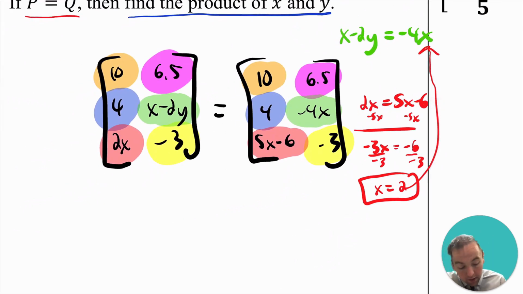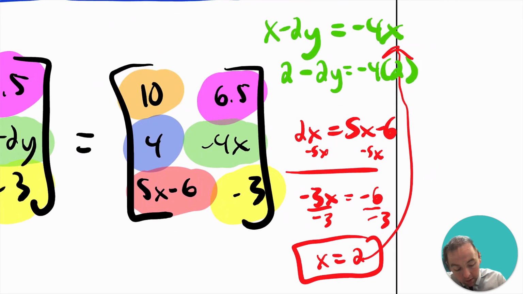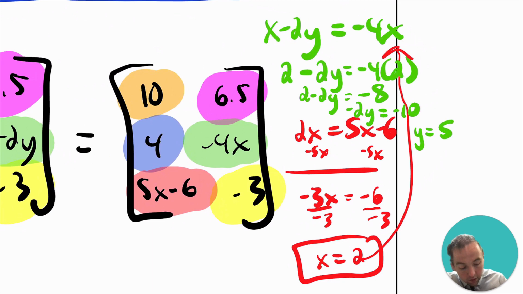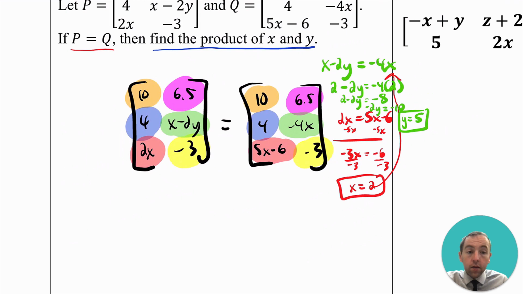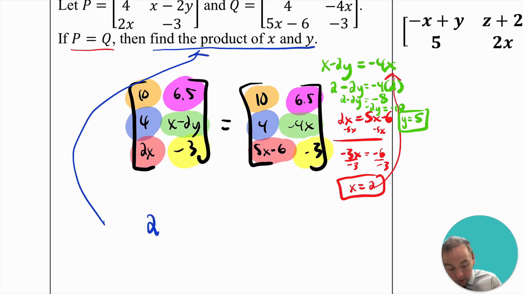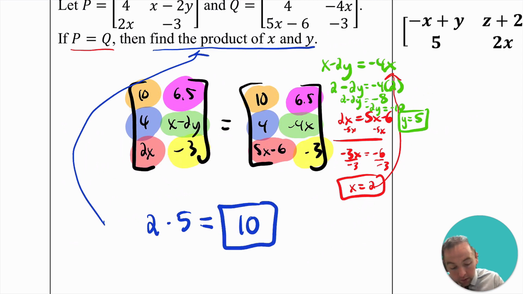So now if we take that green equation and we plug in the 2 for x, now we have 2 minus 2y equals negative 4 times 2. So that means then that 2 minus 2y needs to equal negative 8. And then I'm going to subtract 2, meaning that negative 2y equals negative 10. And then we can divide by negative 2, which gives you a value of 5 for y. And so based on that, we should be able to answer the question that was asked of us up here, which was to find the product of x and y. So since x was 2 and y was 5, then the product would be to multiply them, which gives us a final result of 10.